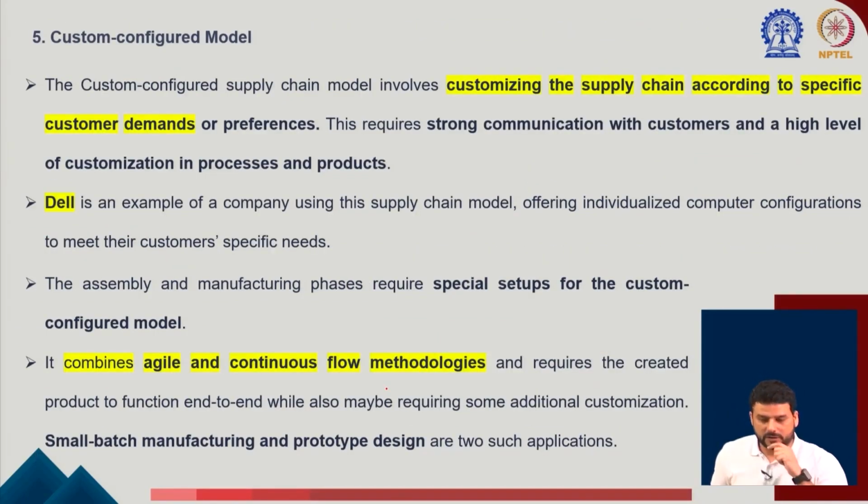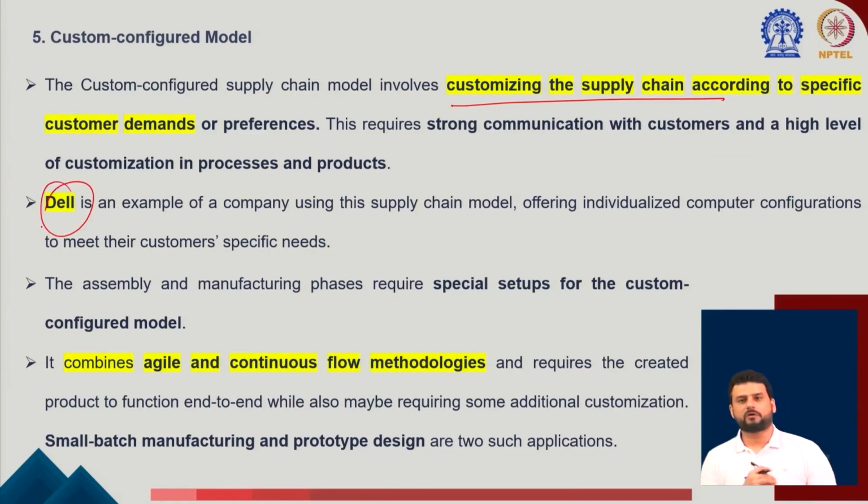Custom configured model, where we are providing customizing services, right? Supply chain according to the specific customer needs. So this is the best example. Always we talk about Dell, where you go to a Dell showroom, you tell your specifications in terms of the processor you want, RAM, ROM capacity, storage, processing speed, which generation of processor you want, all those requirements you can give, and then through their customer configured model, they will provide you that product, right?